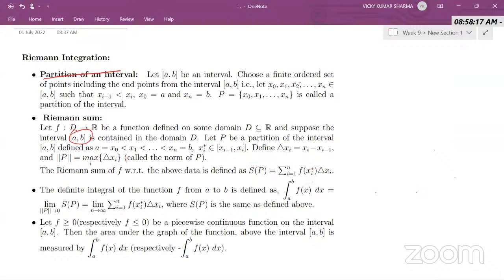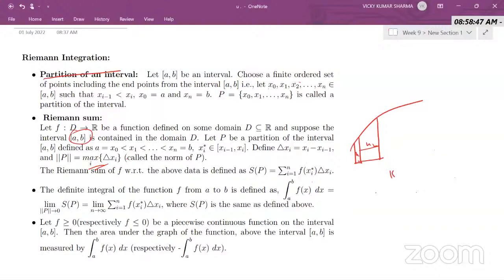So look at this hint. Delta xi was nothing but the width. And I told you in the very beginning that the widths need not be of the same size. So when I'm taking this as my curve, I'll take one width to be this one, and another width to be this. If this is h1 and this is h2, they need not be of the same size. They can be of varying size, right? So over here, what does norm P tell you? It tells you the maximum width.